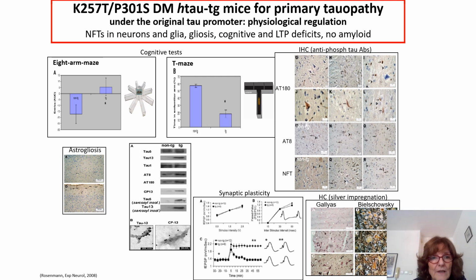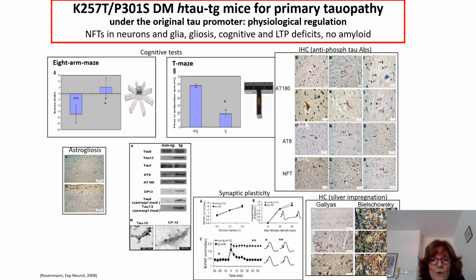Looking at our model, we generated a double mutant with the original tau promoter, which was actually isolated by the late Irit Ginsburg, and we used it for this model to get physiological regulation. We can see here that the level of expression using the pan tau 5 is about 10% higher than endogenous. We don't speak here about an overexpression model, which has its disadvantages.